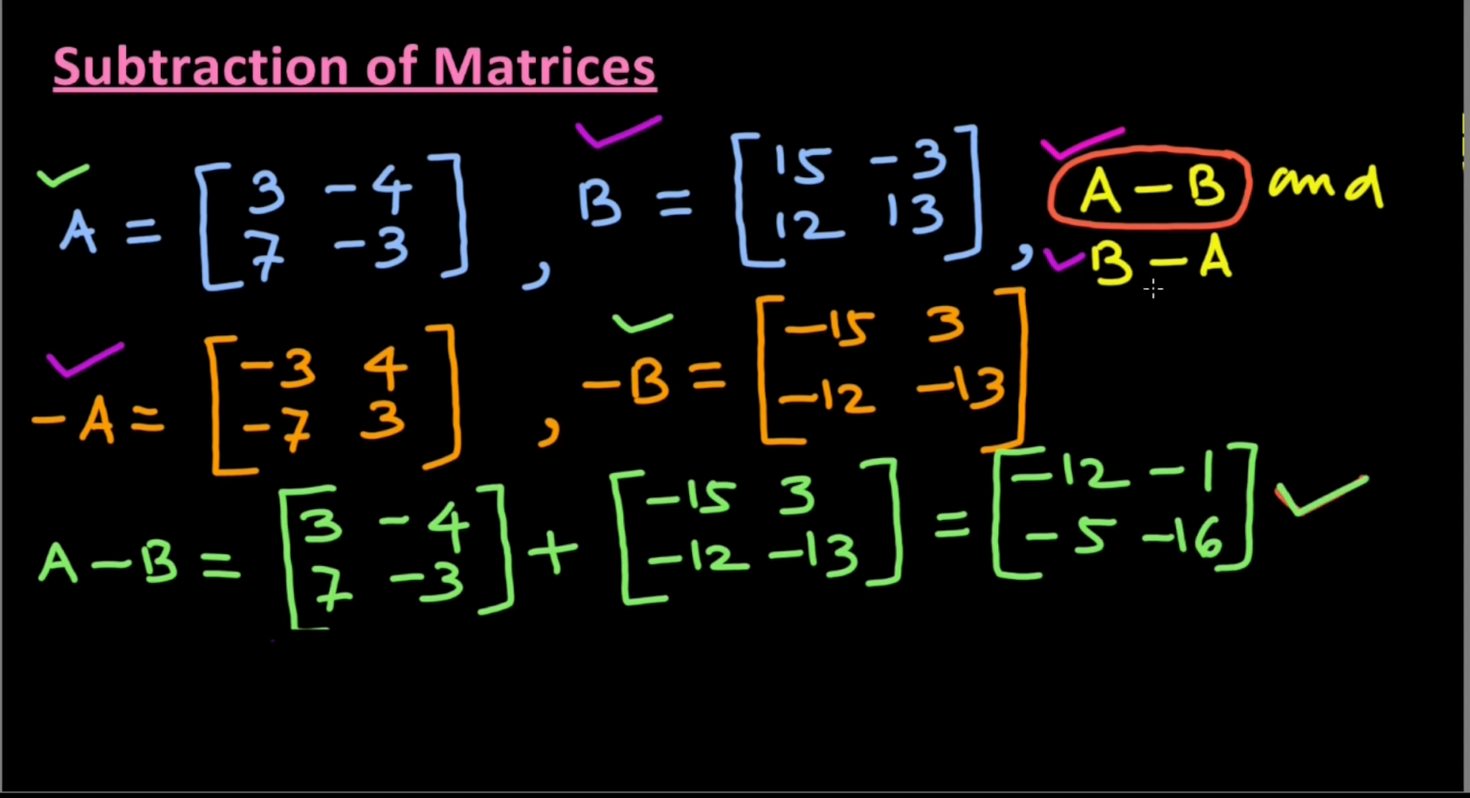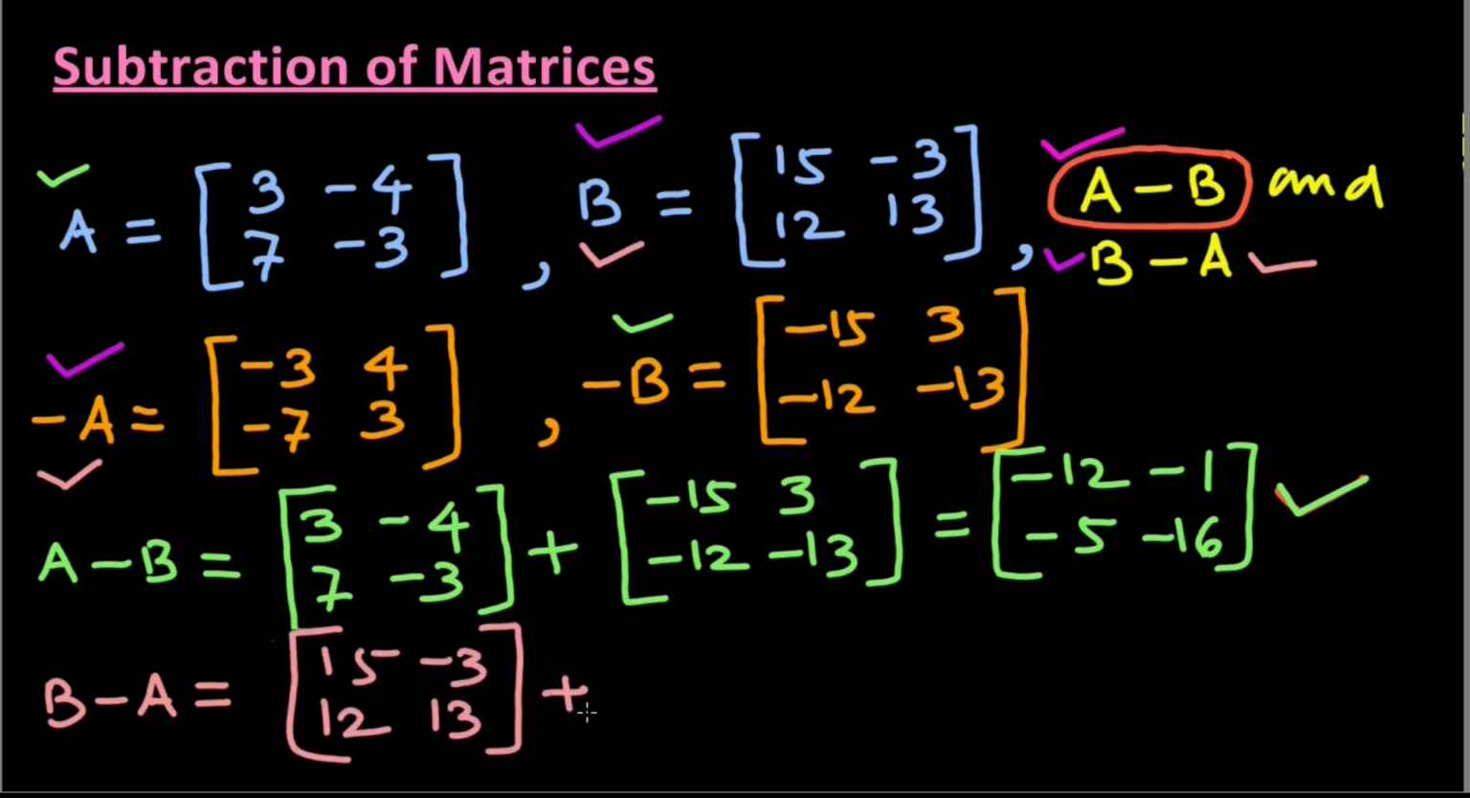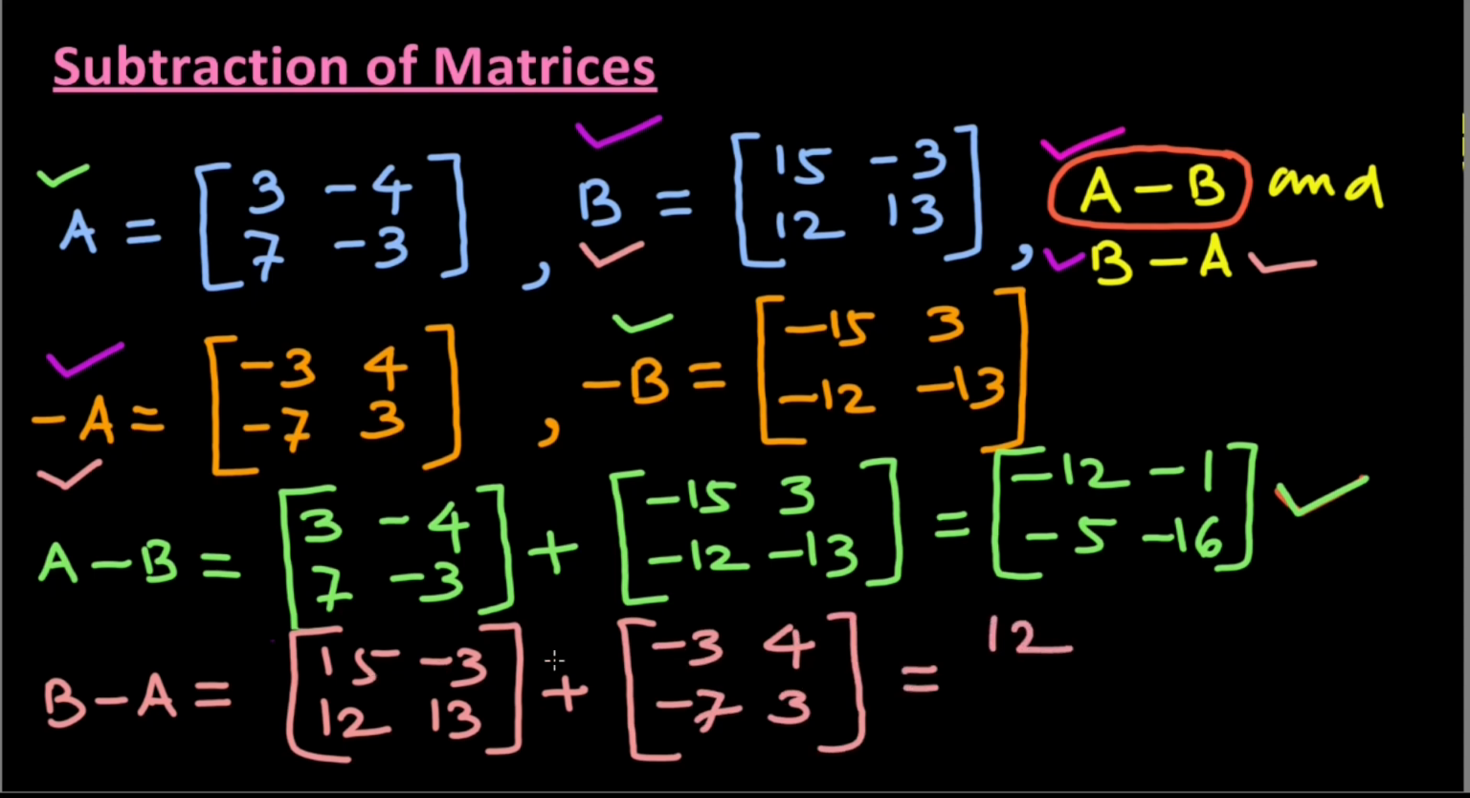Next we will find B minus A, which is the same as adding B to minus A. So we write matrix B, 15 minus 3, 12 13, plus minus A, which is minus 3, 4, minus 7, 3. It will be 15 minus 3, which is 12, minus 3 plus 4, 1, 12 minus 7, 5, 13 plus 3, 16. So this is matrix B minus A.